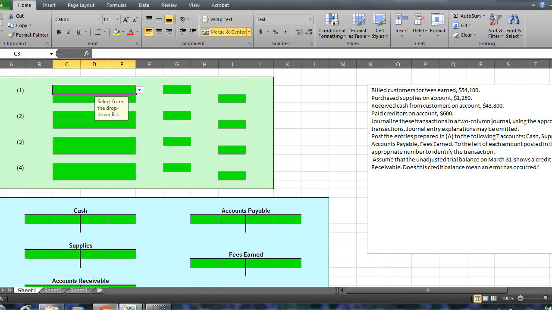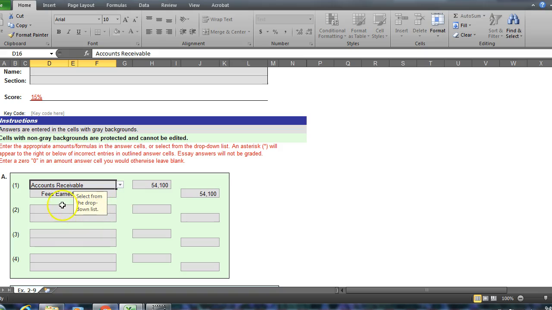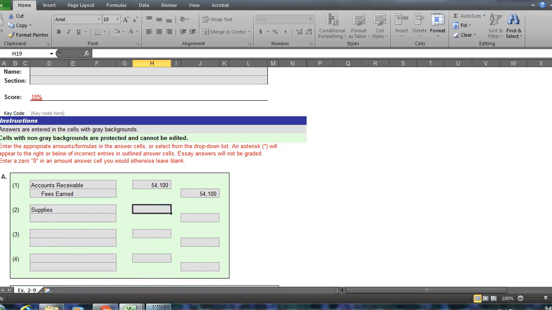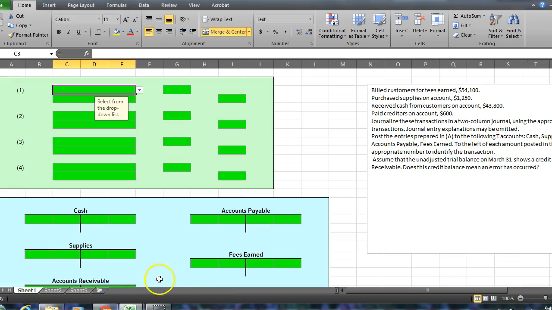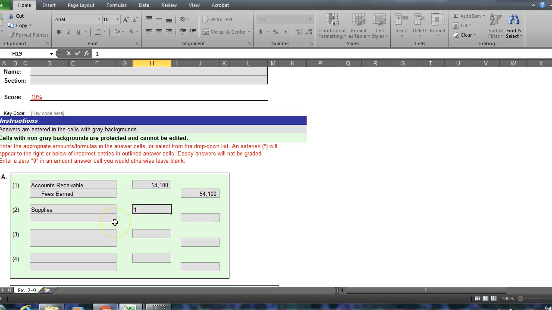So let's record that entry. We purchased supplies on account. I want to first show the asset that I've received, and that asset is called supplies. And if my memory serves, I believe it's $2,100. No, $1,250. Okay, let's get that right. $1,250. I'm increasing my asset called supplies.